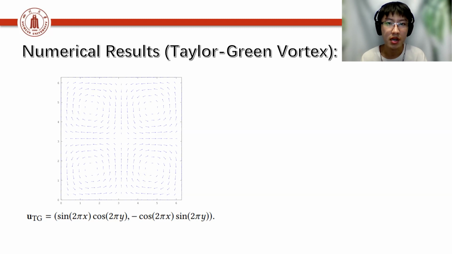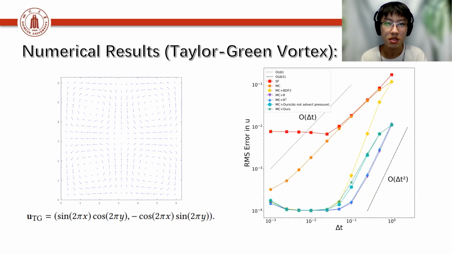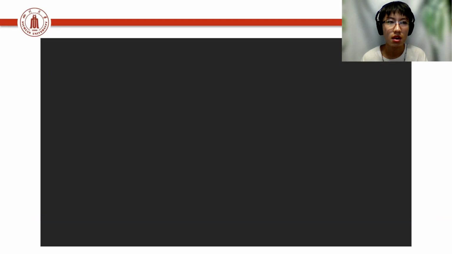Similar to many other papers, we ran it to 1 second and computed the RMS error in velocity with respect to the analytical solution. The picture on the right shows the double log plot of this error as a function of time. So we can see that our scheme and other second-order schemes have achieved the expected results. And for effect experiments, we made a video to show them.